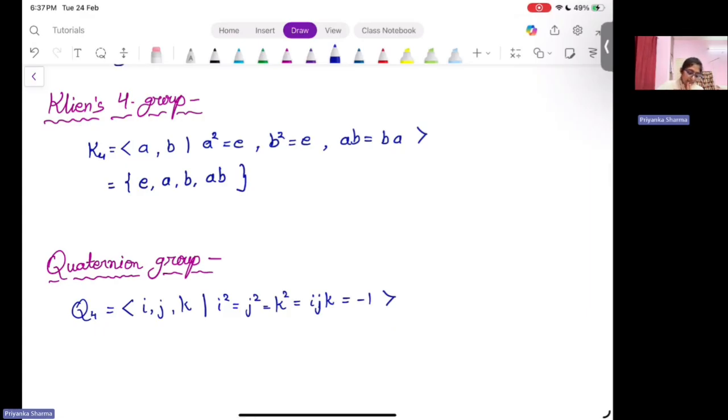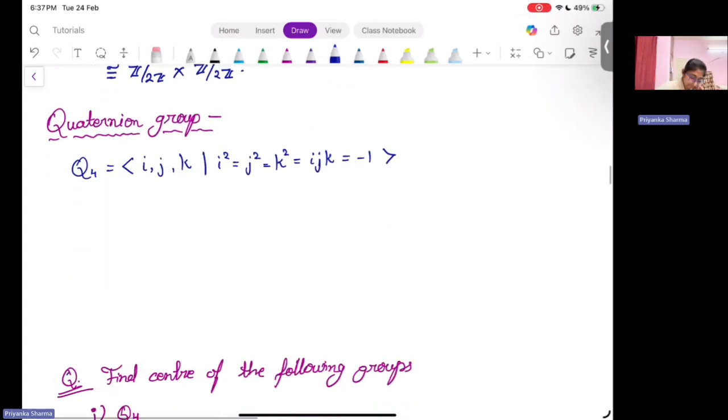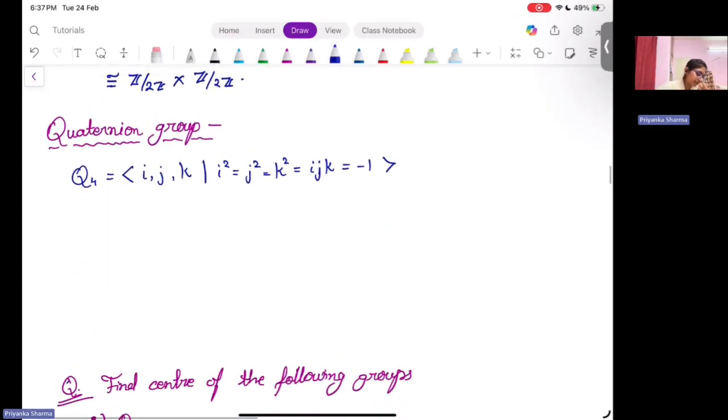And this is an abelian group and this is non-cyclic. Okay, so we can also say that this is isomorphic to Z/2Z × Z/2Z. Okay, these two are isomorphic. Now the next one is the quaternion group.